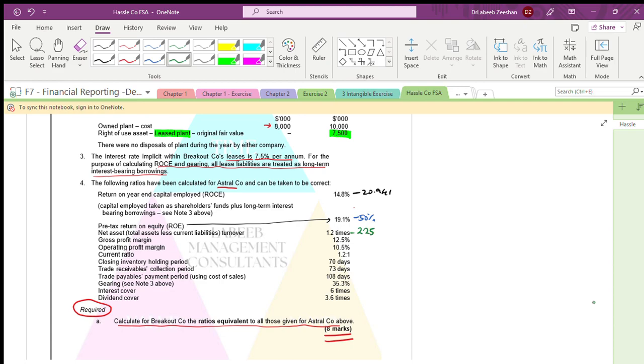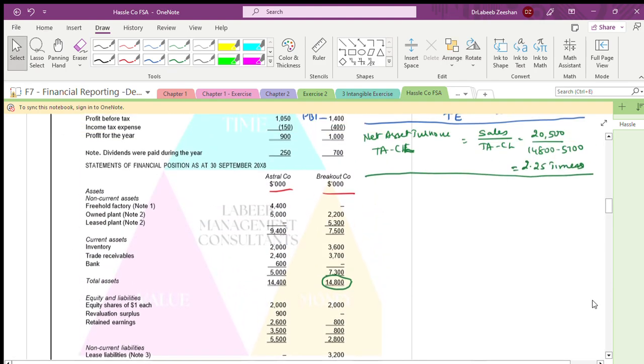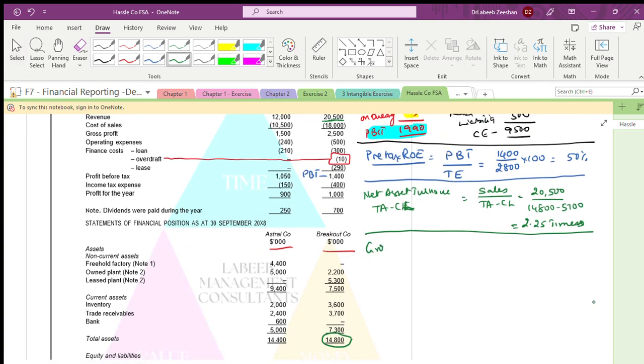Okay, 2.25. Next, what is the gross profit margin? Gross profit margin is gross profit divided by sales times 100. Gross profit is 2,500. Sales is 20,500, times 100. It comes to how much? 2,500 divided by 20,500 comes to 12.2%.